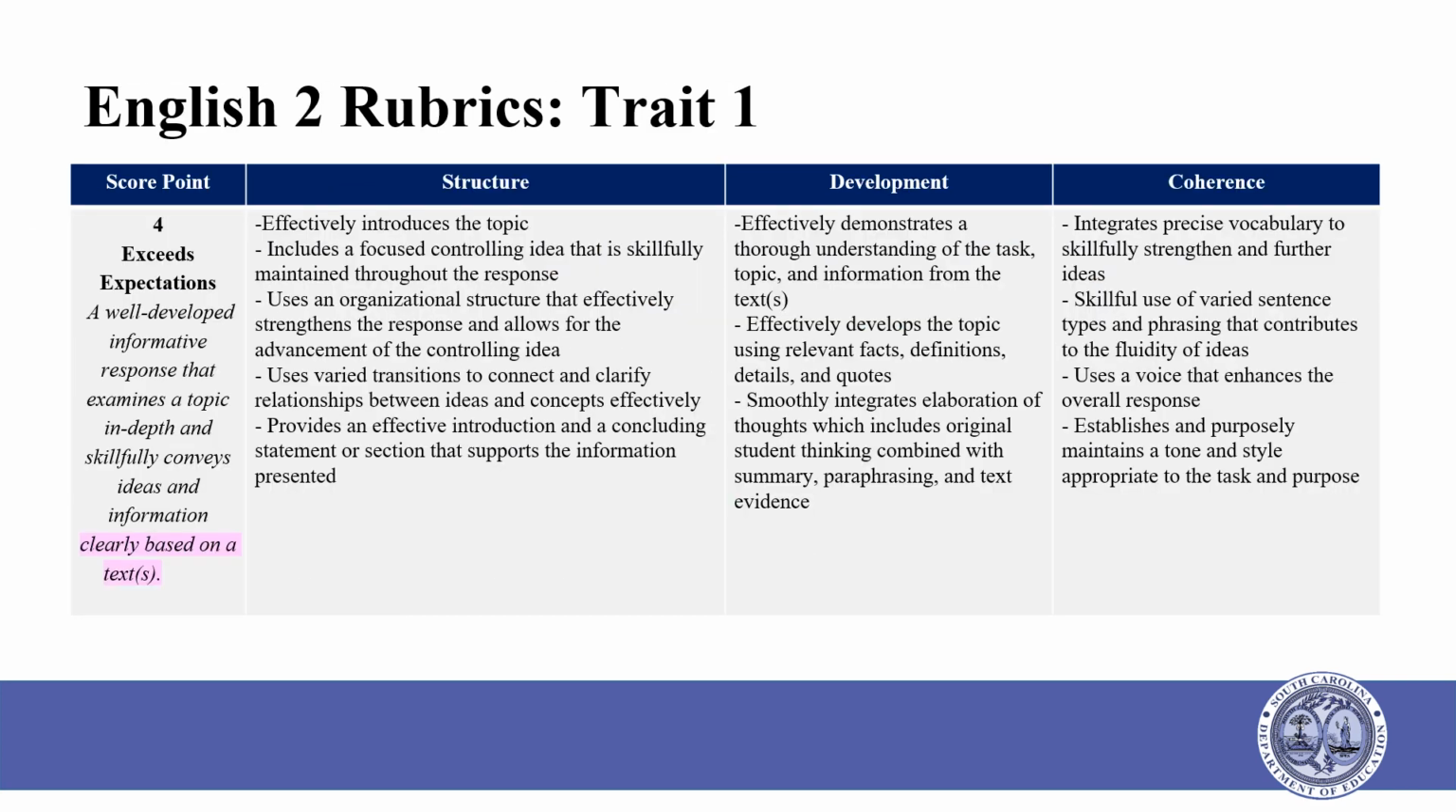Let's now turn to page 2 and look at the TDW rubric for To Inform. The domains of structure, development, and coherence do not affect holistic scoring and are included to better help teachers and students understand the components of a TDW response. As you look at the English 2 TDW rubrics, you will notice the use of descriptors such as effectively and skillfully.